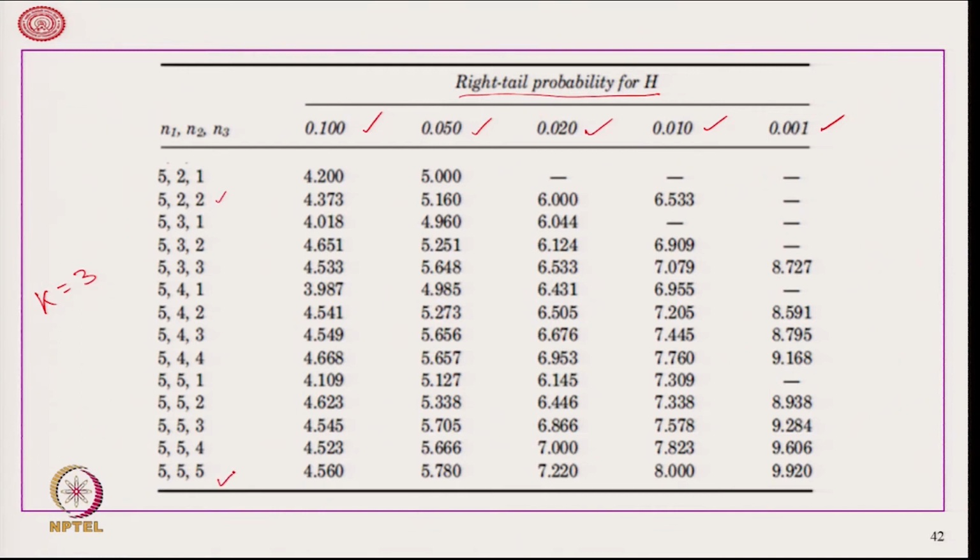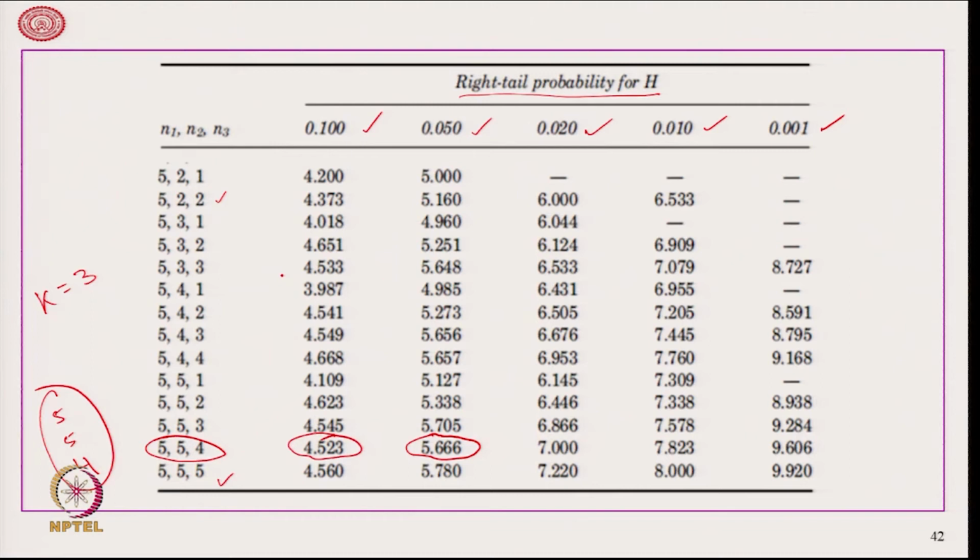In particular, say consider 5, 5, 4. What does it mean? That means that there are 5 observations from one class, 5 observations from another class, and 4 observations from the third class. If that is the type of observation, then the critical value for 5% level of significance is 5.666, and for 1% level of significance is 4.523.